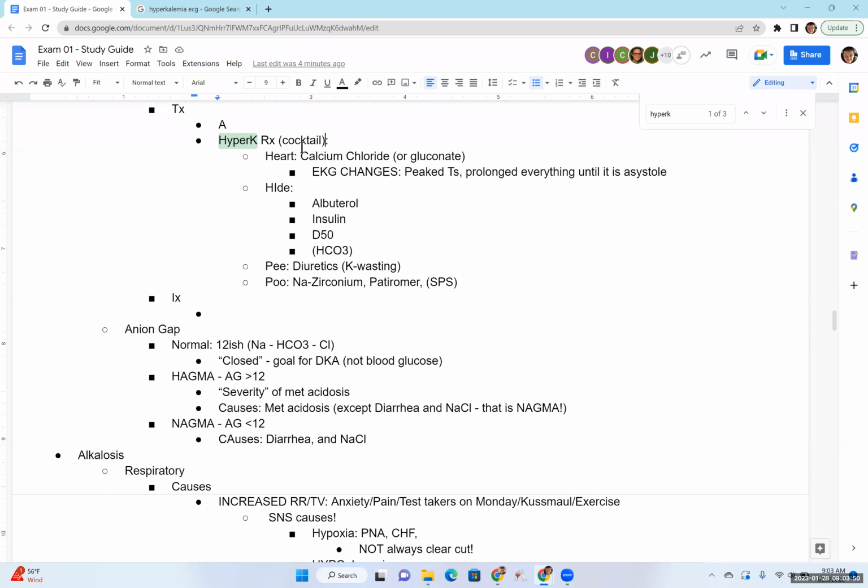You got 3 options to poo it out. What are your 3 options? Sodium zirconium, all right? It's like that's the ring you give to your girlfriend, right? A promise ring. I got you a zirconium ring. And you can give what else? Patiromer, right? Patiromer is usually for dialysis patients, but it can still work. And then we can give SPS if it was 2013. But it's still prescribed, therefore we still got to tell it to you, right?